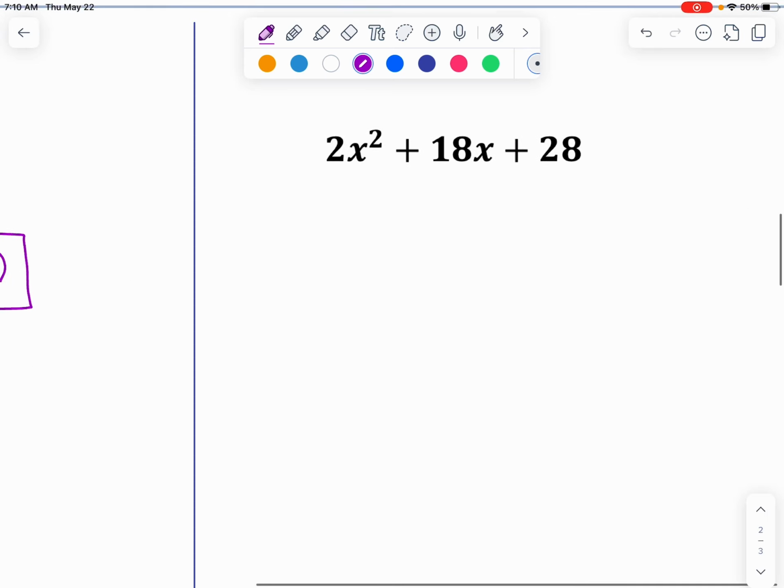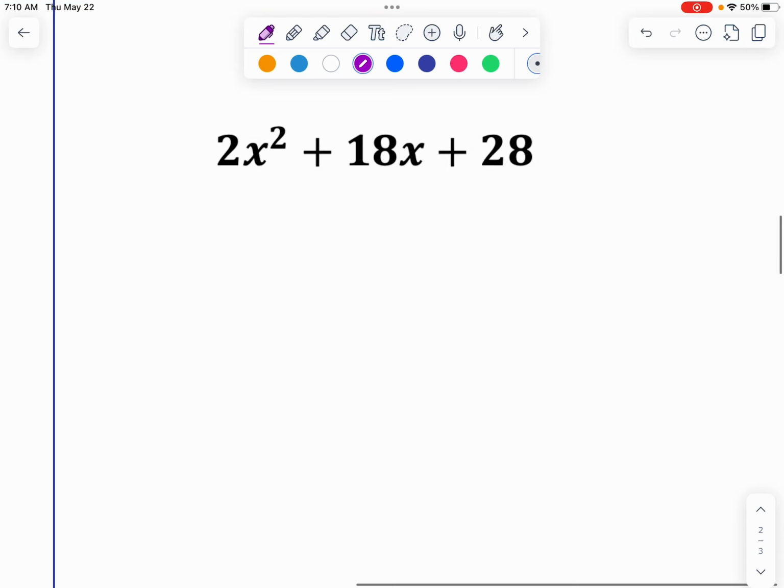Let's try another one. Now in this one, you might notice that a is not 1. There's a number in front of x squared. So what I want to do first for a problem like this is start by thinking of whether there's a GCF that I could use to simplify the expression. When I look at 2x squared plus 18x plus 28, I notice 2, 18, and 28 are all divisible by 2. So that's what I'm going to use as the GCF to divide out and simplify, because I can divide all of these numbers by 2.